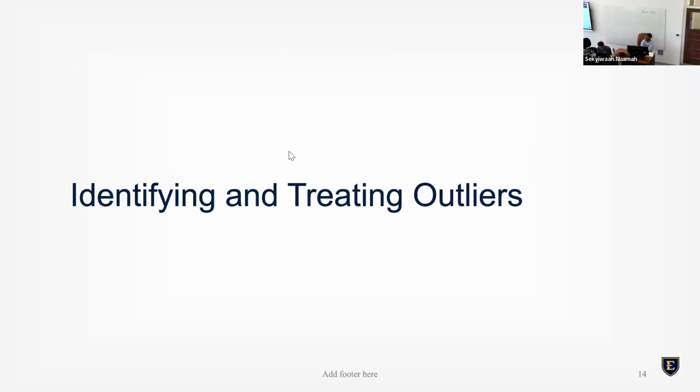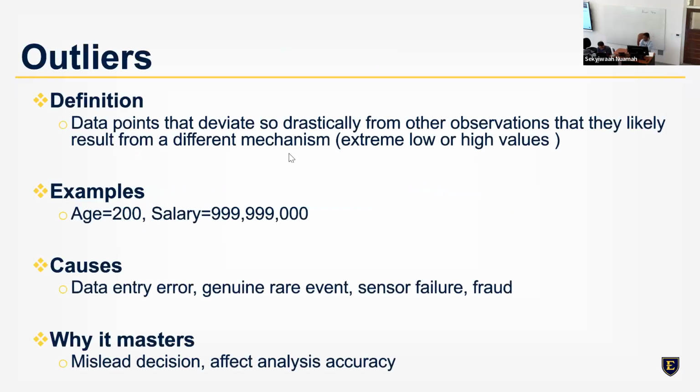So we now look at identifying outliers. Outliers basically are values that are extreme compared to the original values that you have. So extreme high or low values. If your values are in the range of, let's say, 15 to 30, but you have one value that is 100,000, that value looks like an outlier. An example can be age. Having a person be 200 years old is an outlier.